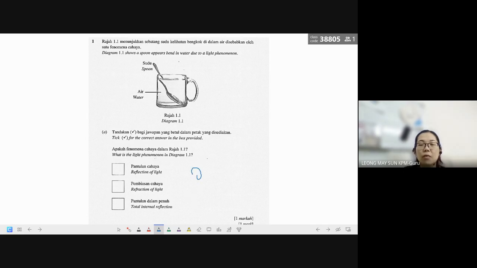Okay, so over here, the word bend is actually a keyword for refraction. So the correct answer of the phenomena is refraction of light. Those who answered refraction alone, it is very dangerous to write the answer refraction alone. So please do write the proper one, refraction of light, if this is an open-ended question.